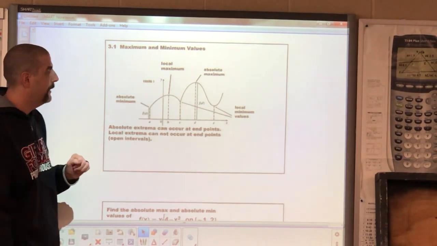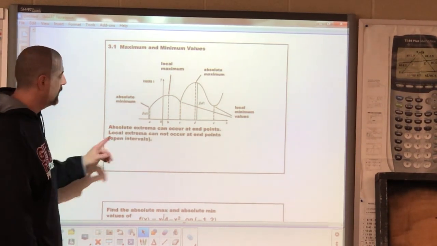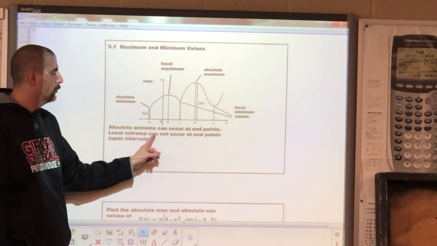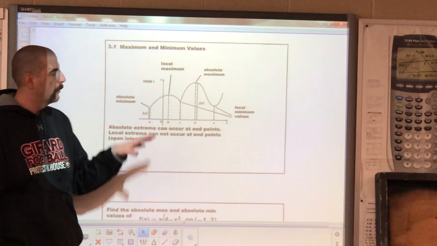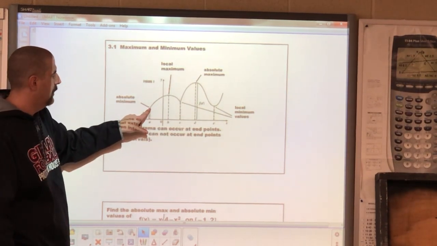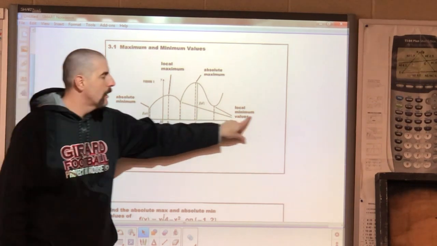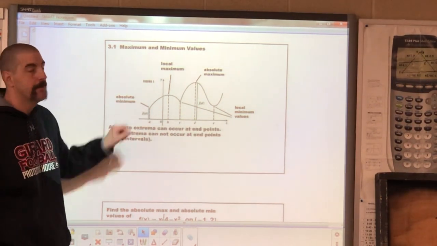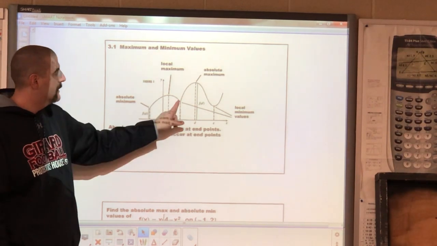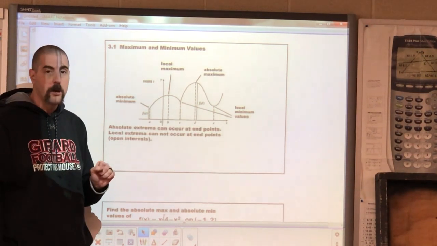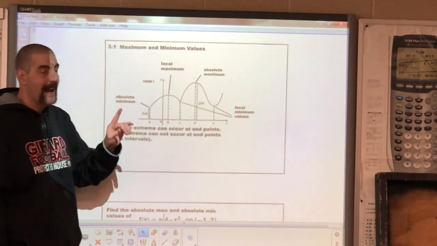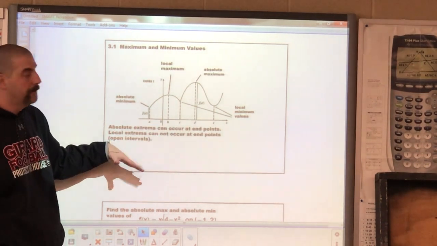First of all, one thing you've got to understand is absolute max and min can occur at endpoints. Locals cannot be at the endpoints. So when we're looking at this example, okay, here is a minimum value. It's lower than all the other values, and it's at an endpoint. Therefore, it has to be an absolute min. Whereas these 2 points here are local mins. Why? Because they don't occur at endpoints, and they're not the absolute lowest point.